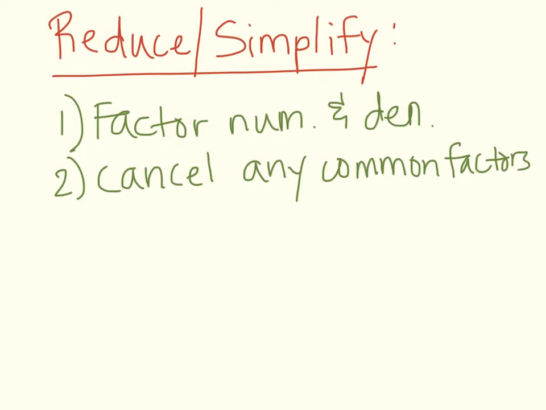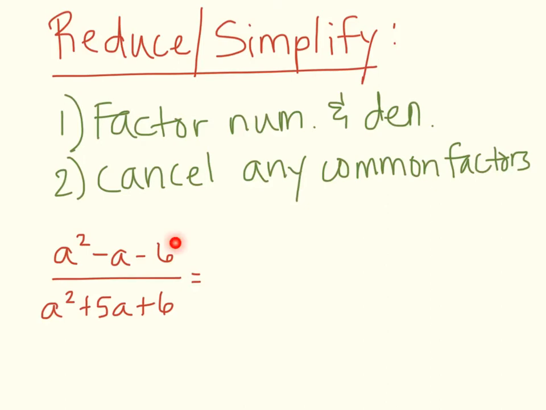So let's say, for example, I have the polynomial expression a squared minus a minus 6 divided by a squared plus 5a plus 6. Well, the first thing I would need to do is factor my numerator and my denominator, and luckily with both of these I can use a shortcut. So if I'm looking here at the numerator, I'm looking for a number that multiplies to a negative 6 and adds to a negative 1 at the same time. So it's going to be negative 3 and positive 2.